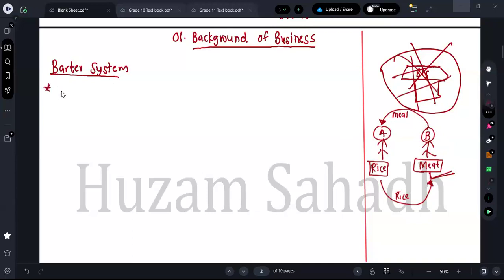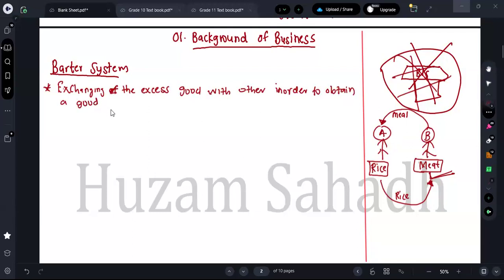So I can write the definition. Exchanging the excess goods with others in order to obtain a good they wanted is known as barter system. Is known as what, guys? Barter system. Now this is kind of a technical definition, right, guys?